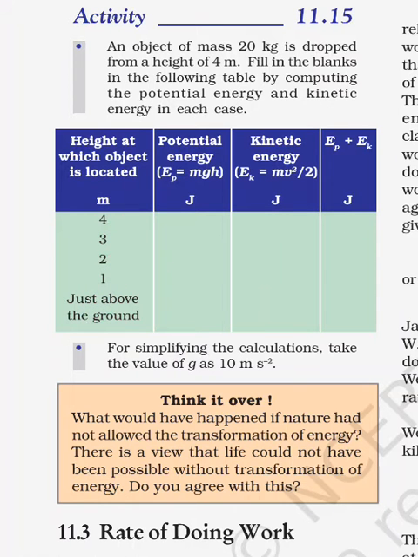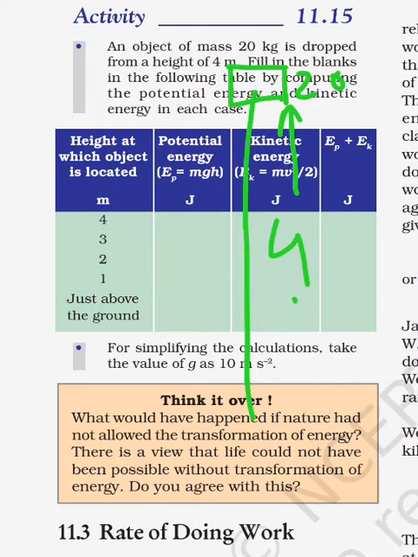Because the object is of mass 20 kg, dropped from height 4 meter. So height is 4 meter from here to here. So it is dropped, means here at this place initial velocity u is equal to 0. If u is 0, it means kinetic energy half m u square is also 0. Potential energy is m into g into 4, because h is 4.